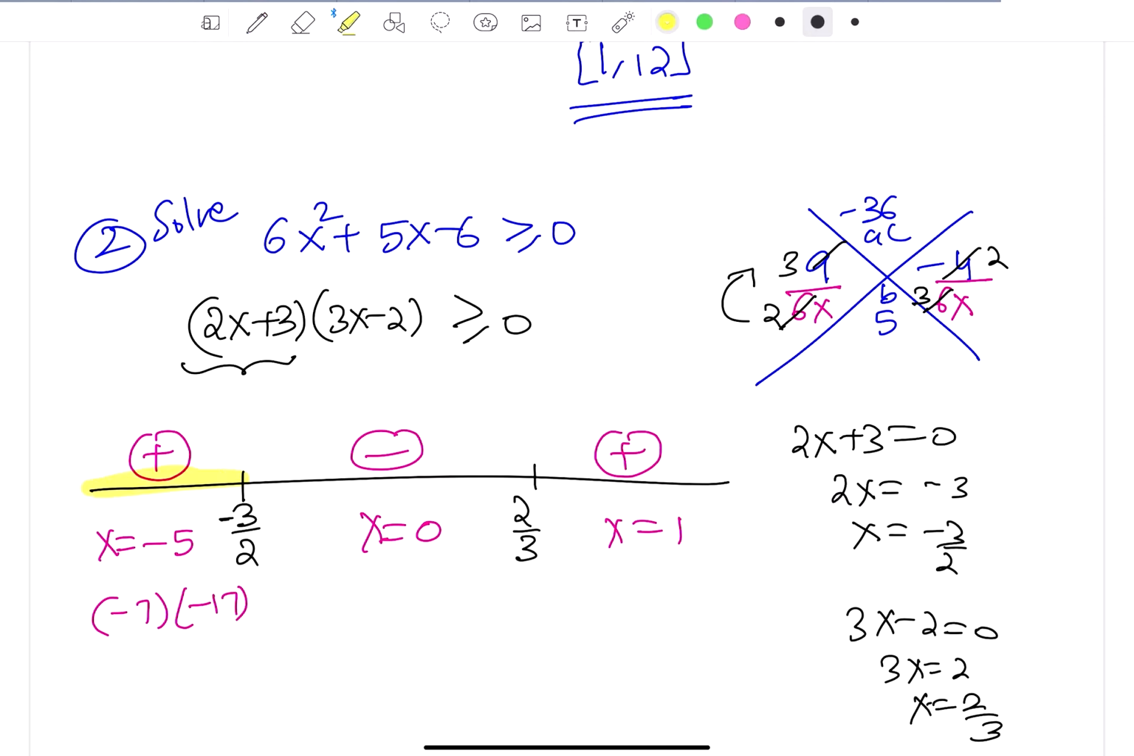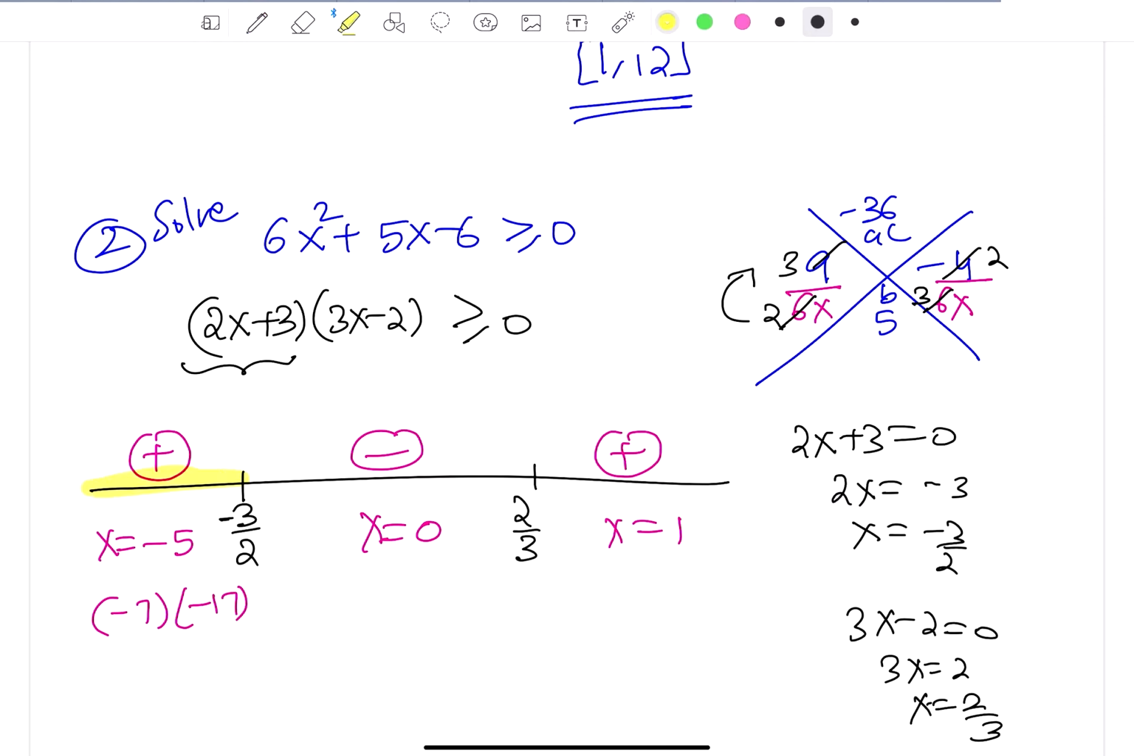If I pick x to be 0, I get something negative. To the right, you can pick any number larger than square root of 20. I'm going to pick 10. If I pick x as 10, both of these will be positive factors and the product will be positive as well.